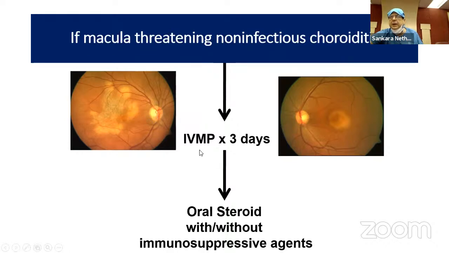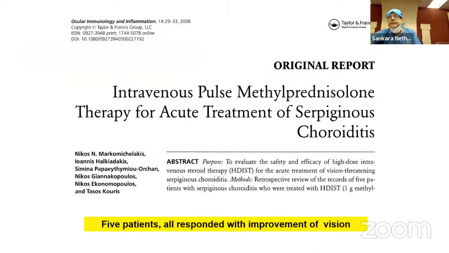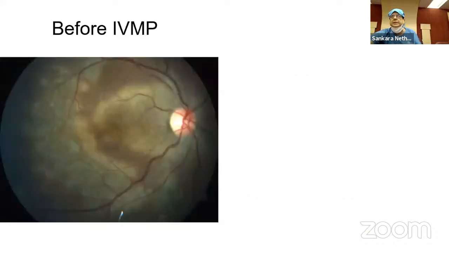You have to give a very high dose of steroid with intravenous methylprednisolone, even 1 gram daily for 3 consecutive days. This should be followed by oral steroid with or without immunosuppressive agents. There is an example of a study where they found intravenous methylprednisolone therapy for acute treatment of serpiginous choroiditis is successful. I'll show an example.